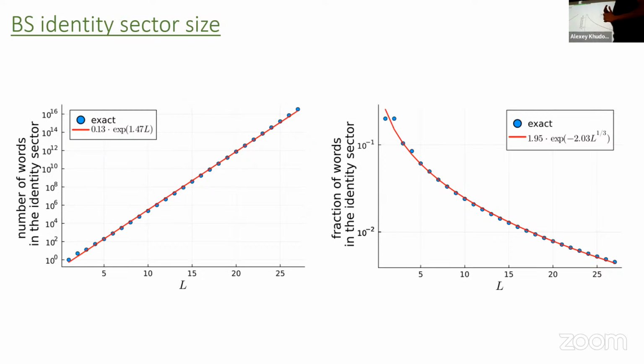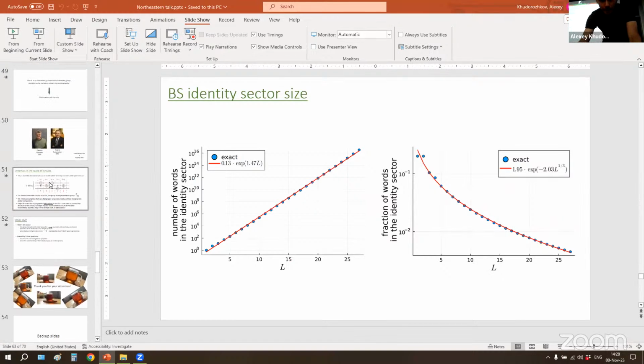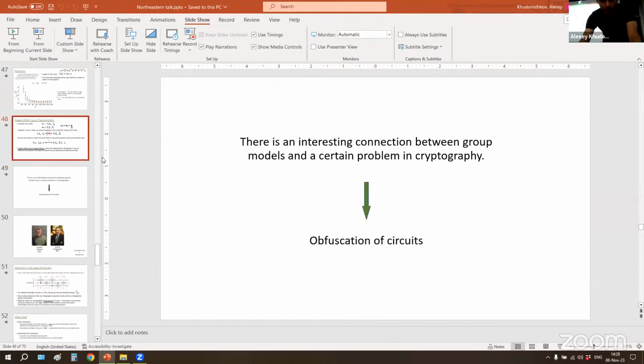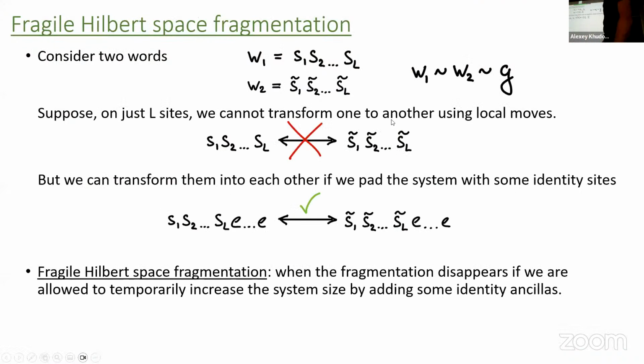I have a question about fragmentation. So here it's something like once you add ancillas, the fragmentation will disappear. Is it similar to the scar problem where you enlarge the Hilbert space dimension per site, or maybe introduce longer range interactions and then the scar might disappear?